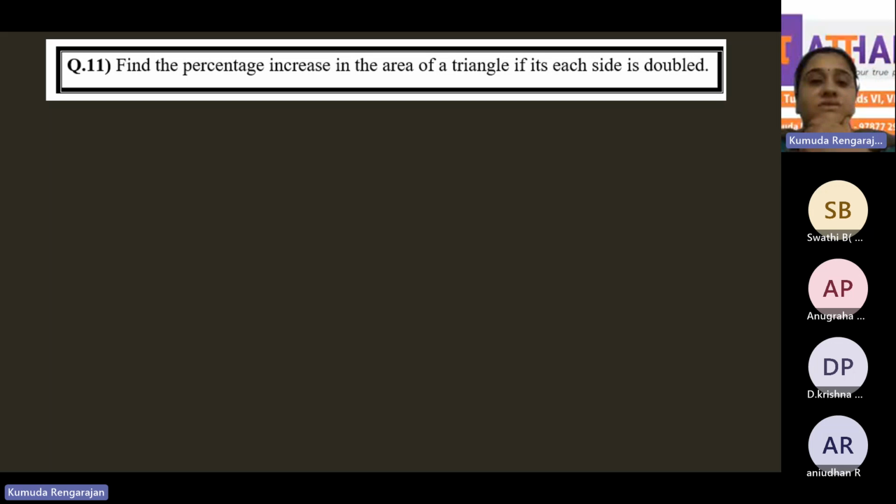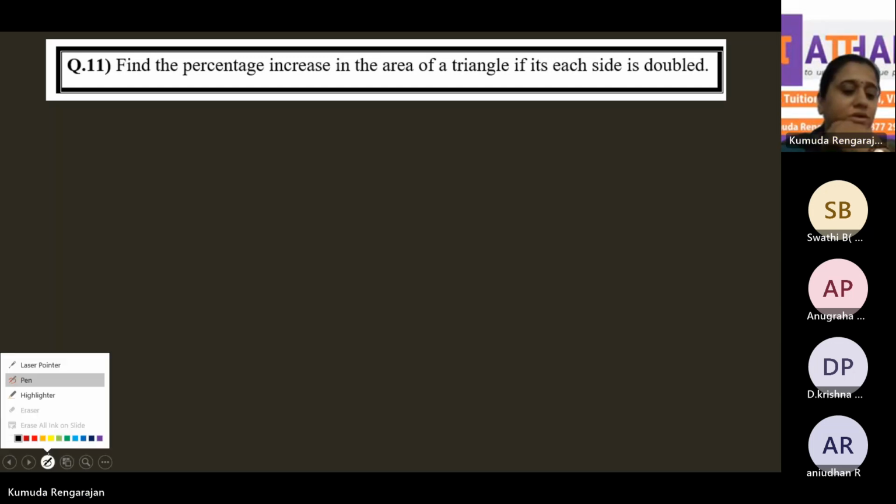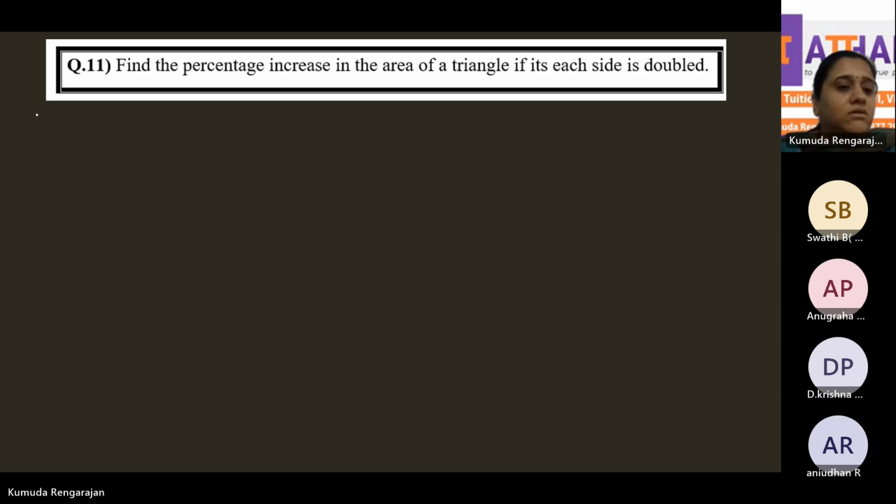Find the percentage increase in the area of a triangle if each of its sides is doubled. Got it? Okay. Let's first understand, then you can write down.